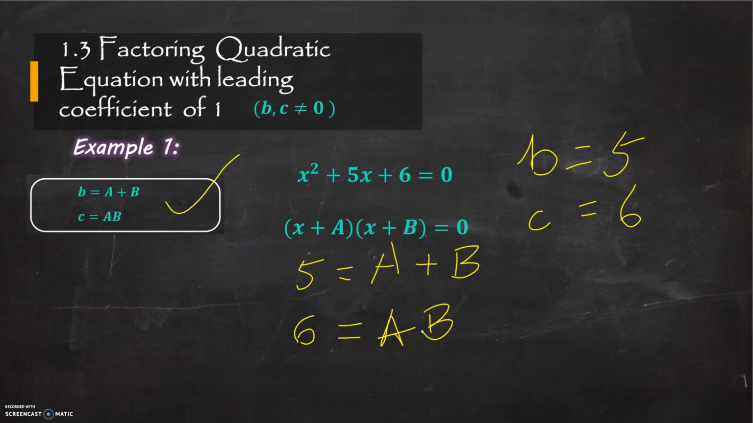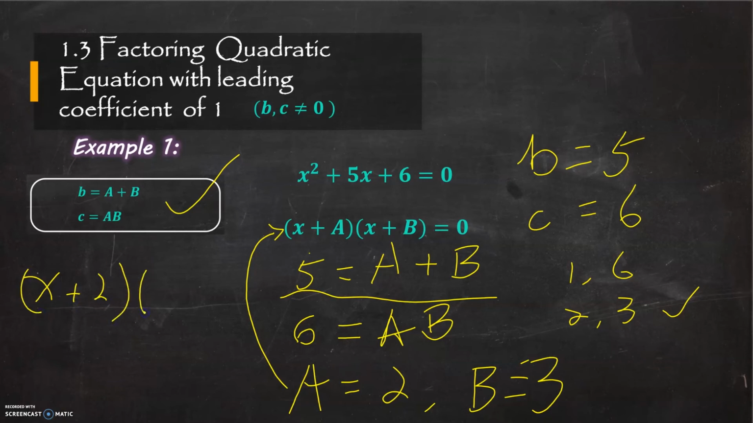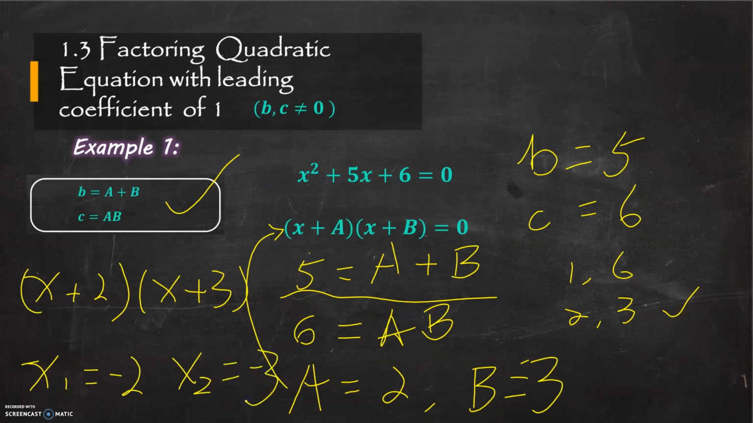So now let's find the factors of 6. We have 1 times 6 and 2 times 3. I have those two pairs. Which one can satisfy the first equation? It's the second pair, right? So now we have A equals 2 and B equals 3. Okay, so then we plug those into that general form. We have x plus 2 and x plus 3. So now the first solution would be -2, and the second solution would be -3.